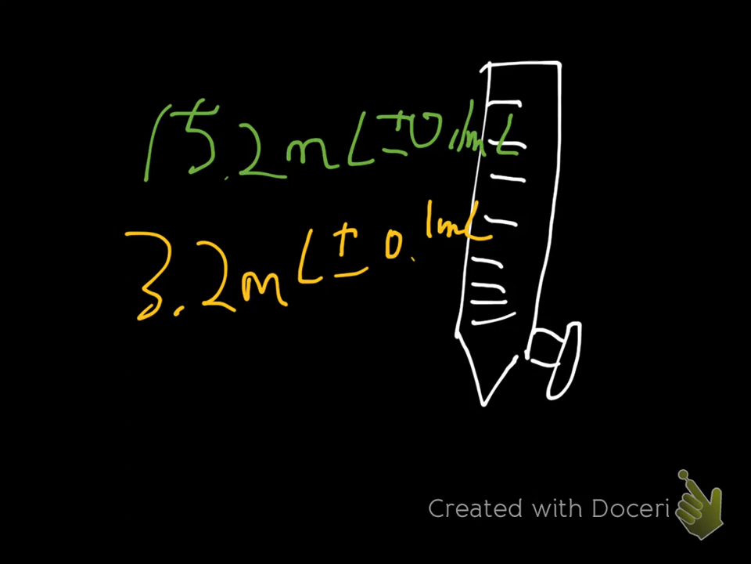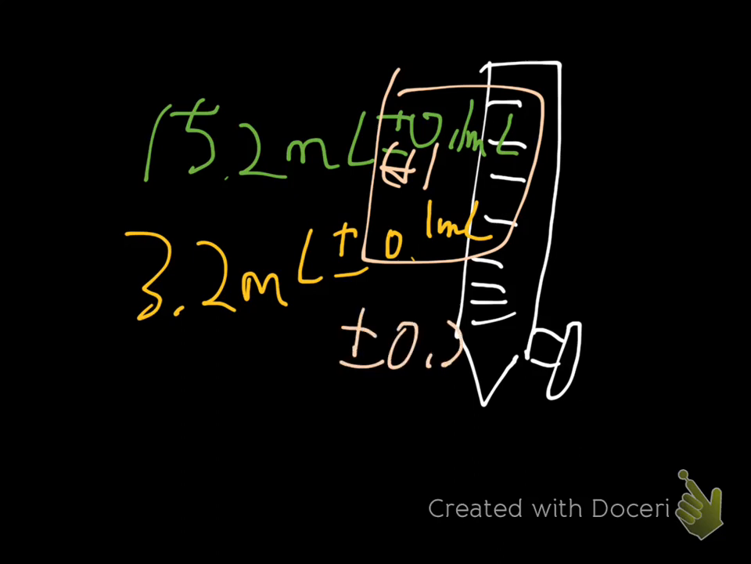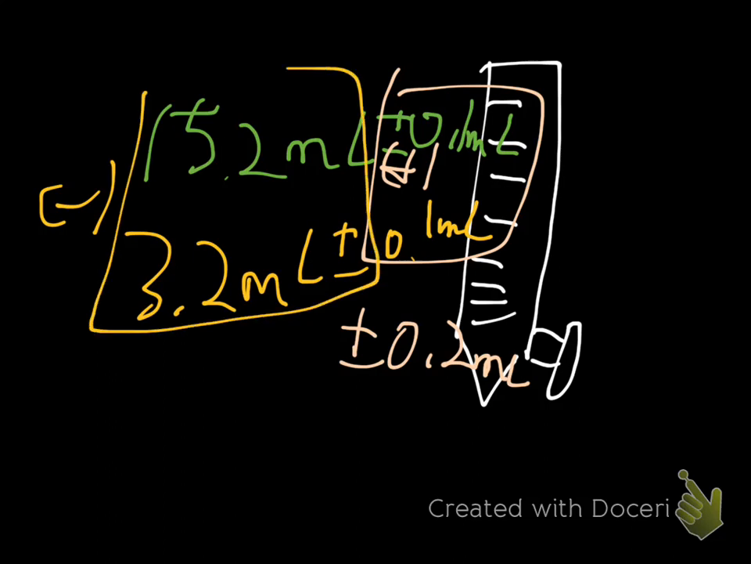Now as stated before, I add the absolute uncertainties, which should give me plus or minus 0.2 milliliters. And with the regular values, I just subtract, which should get me 12.0 milliliters.